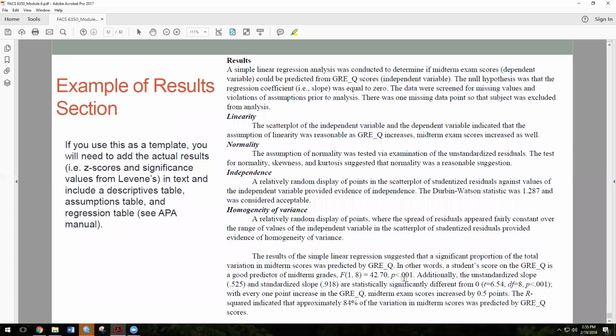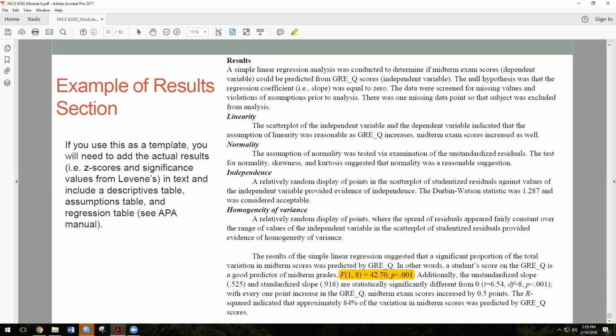And this is just an example of some results, but remember that you would have to put in your z-scores for all of your skewness and kurtosis, and you also have to put in your significance from Levene's test. And then in your actual write-up, this is a good example of how to write the model, and then looking for your slopes and your standardized slopes.